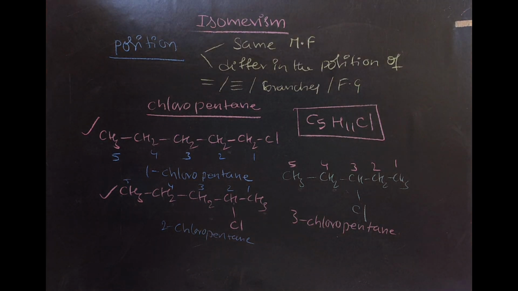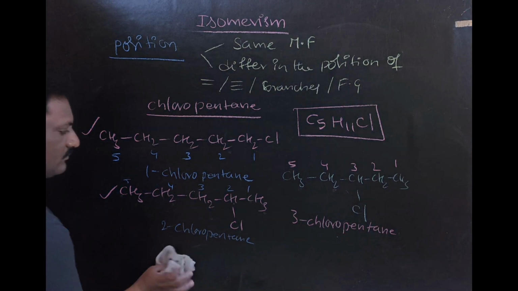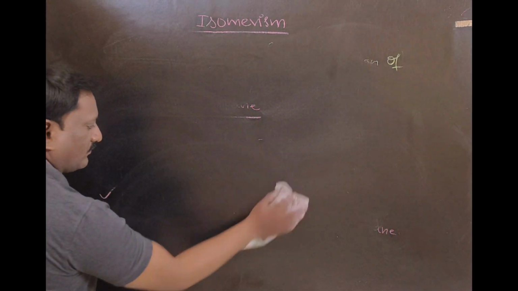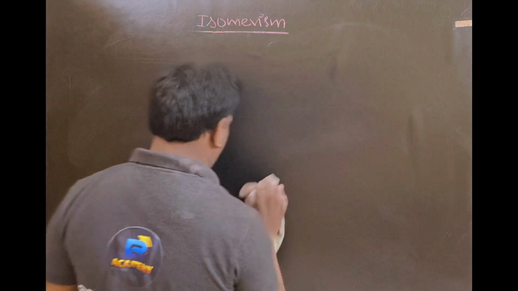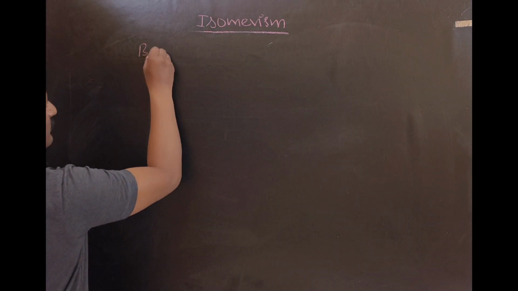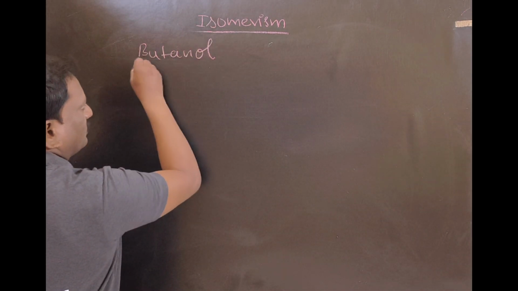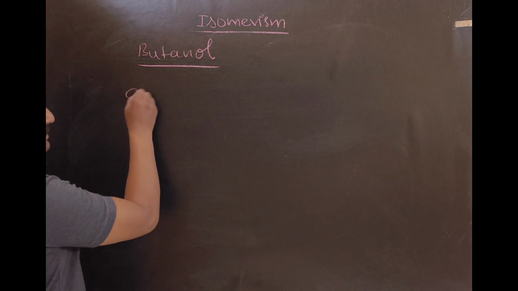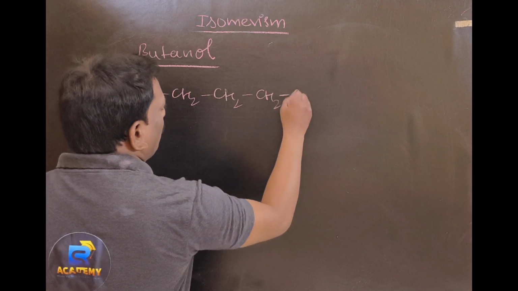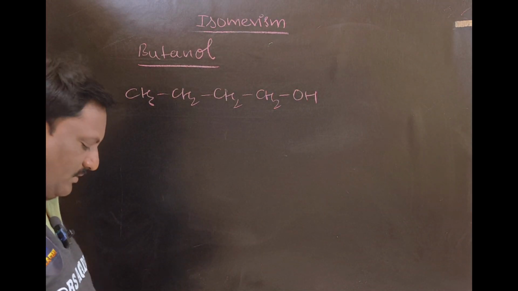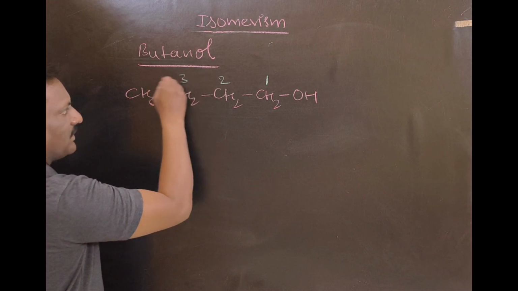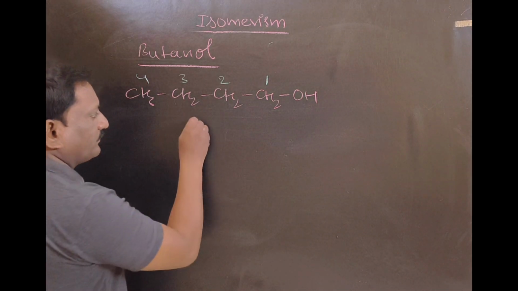Make a note. Let us take butanol. Butanol is an alcohol. CH3, CH2, CH2, CH2OH. This is the structure of butanol. So this is 1-butanol because the alcohol group is present on the first carbon.